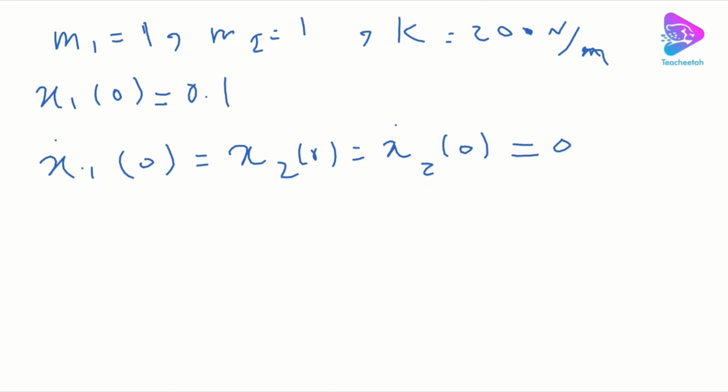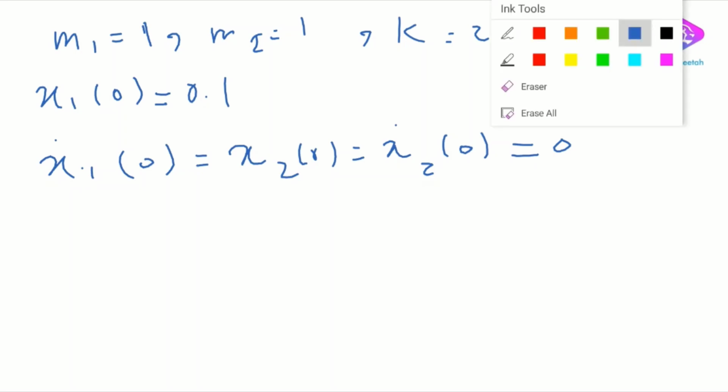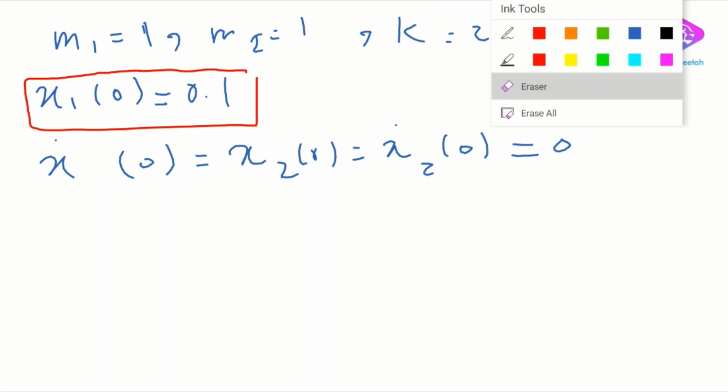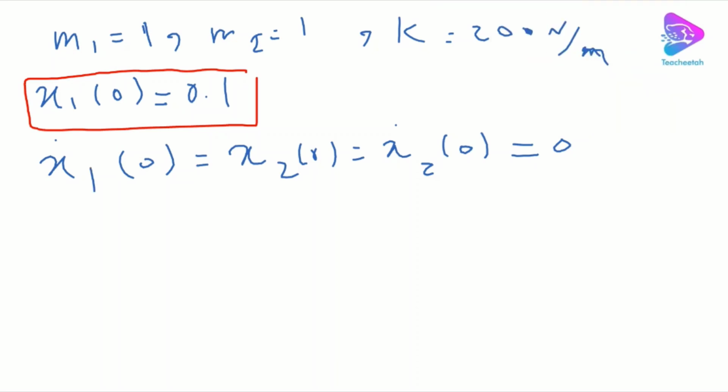So there is only one initial value which is not 0, which means that we, say for example, pull the first mass 0.1 meter to the right hand side, toward the direction of x1, right? So you can just give it a try. I want to give you this as a practice problem. We can try to find the unknowns of the problem using these initial conditions. So just as a practice problem, you can try it.